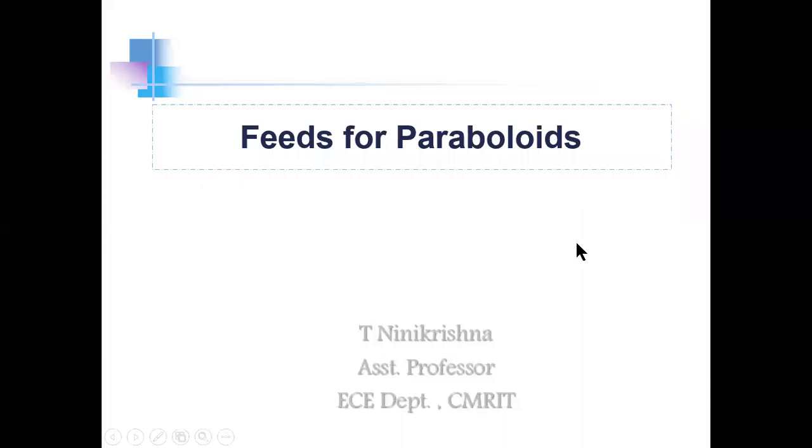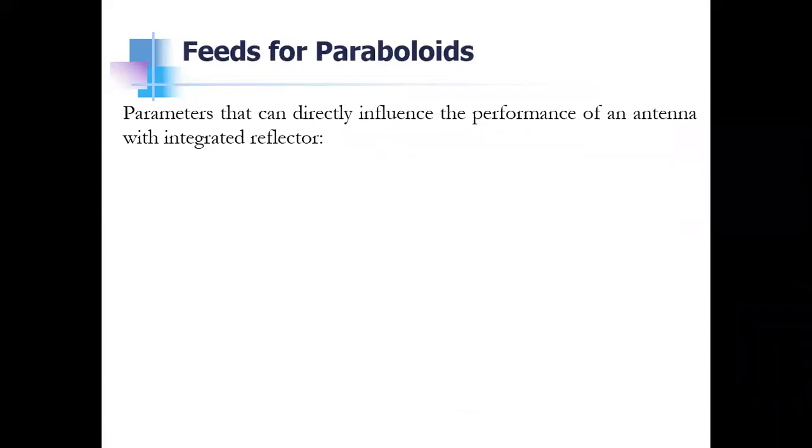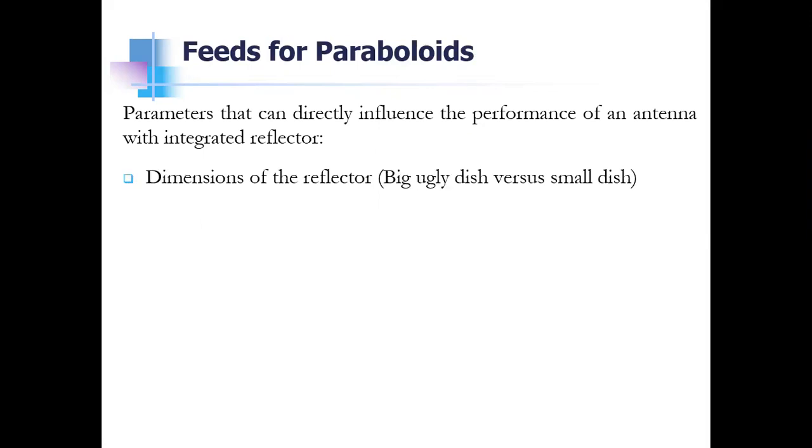Hi, in this video we are going to discuss the various types of feeds which can be used in parabolic reflectors. First of all, let us see the various features or parameters which would influence the performance of an antenna which has a reflecting surface. The first one is the dimension of the reflecting surface.